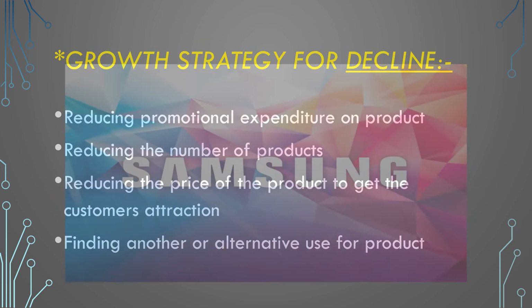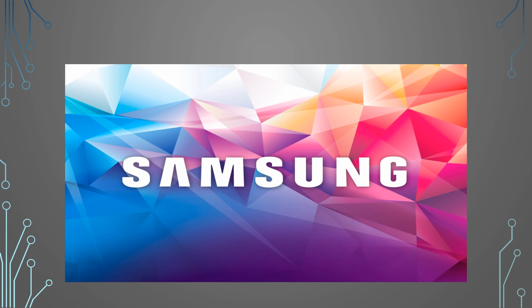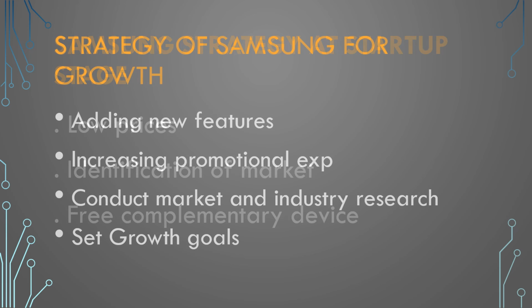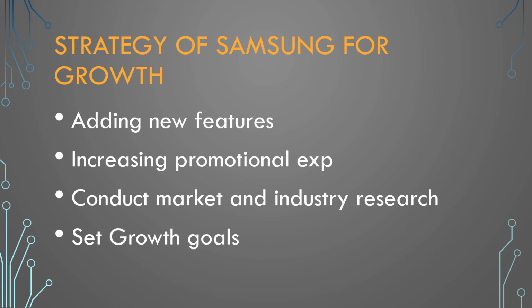Now, there is an example of Samsung. Samsung strategy at startup stage. Samsung took very low prices of their product. They identified the market. They gave free complimentary devices. In the growth stage, Samsung added some new features. They added promotional expenses. They conducted market and industry research. They set some growth goals.